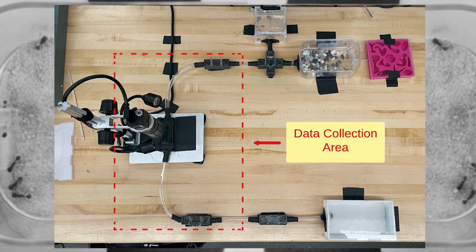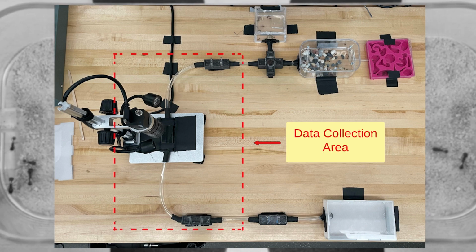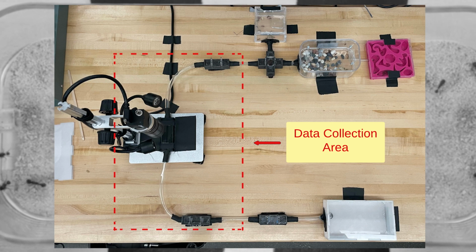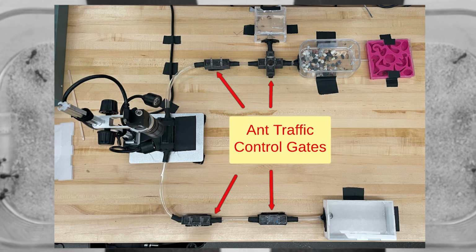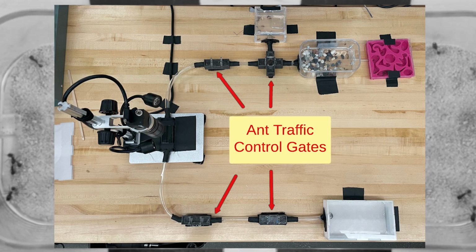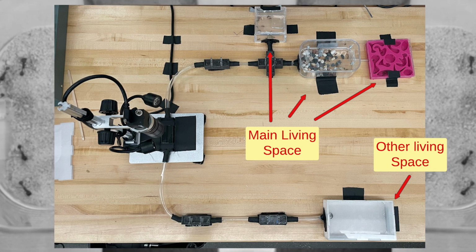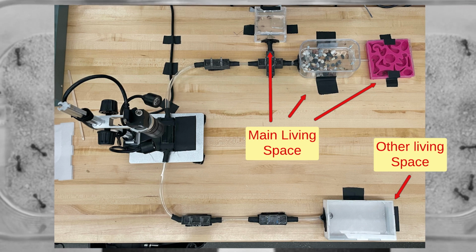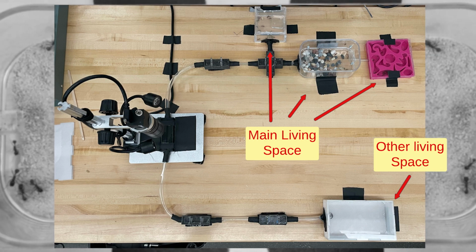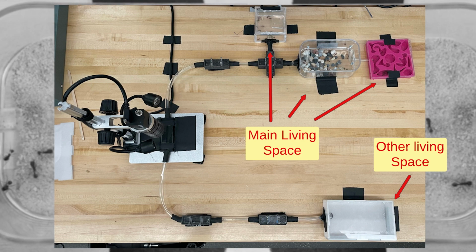It consists of a data collection area where ants must walk under a camera and be filmed. There are also multiple gates that allow me to isolate ants in the collection area. All of the ants that have not been filmed live in the main living area, while ants that have been filmed are placed in a separate area to avoid duplicate recordings.